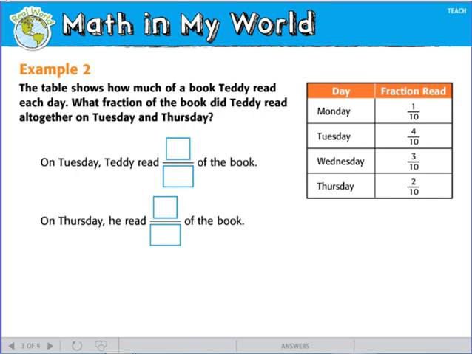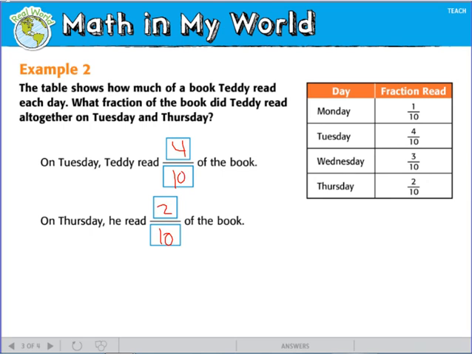Our second example. It says the table shows how much of a book Teddy read each day. What fraction of the book did Teddy read altogether on Tuesday and Thursday? So first thing we need to identify is how much he read on Tuesday. So Teddy read blank of the book on Tuesday. 4/10, right? Then on Thursday he read how much more of the book? 2/10.